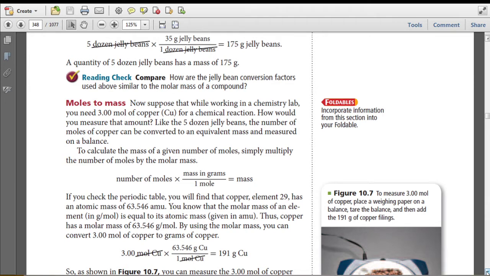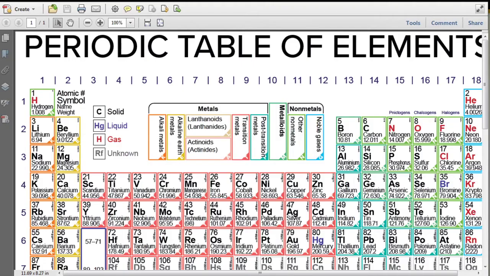the molar mass. Right? And again, if we needed to find the molar mass of an element such as copper, what you're probably going to want to do is go to your periodic table. Find whatever element you're looking for. In this case, it's going to be copper. Copper, right here, number 29. And this has a mass of 63.546 AMUs, or grams per mole.